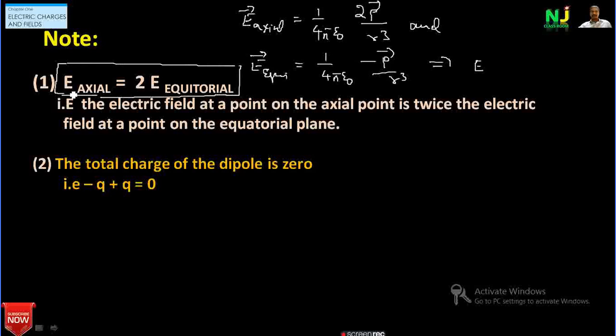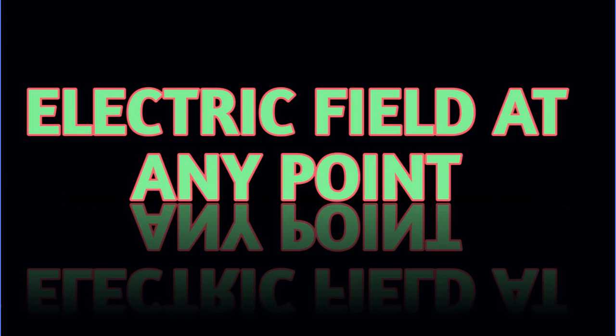One more thing you have to remember, the total charge of the dipole. The second point is very clear. The total charge of the dipole is always equal to 0. What is the meaning? There are 2 point charges, equal, plus q and minus q. If you take the sum, what do you get? The total charge of the dipole is equal to 0. So this is the way we derive the electric field due to the electric dipole in two cases: one at an axial point, and the other at an equatorial point. So next we go on to find how to derive the expression at any general point.